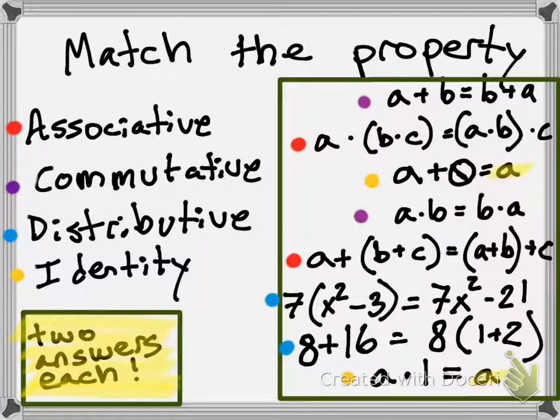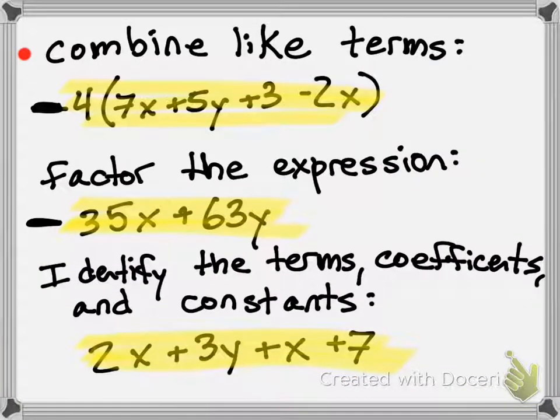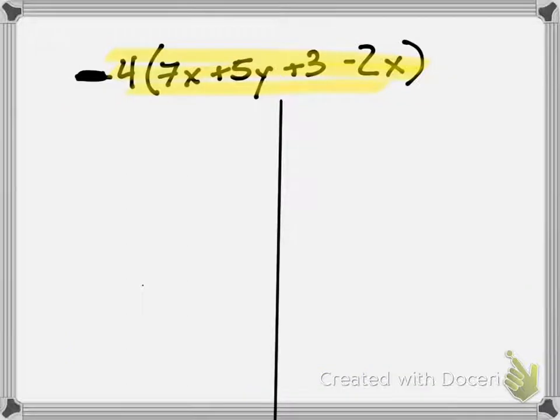That's what's important. So now what I want you to do is, for the first problem, combine the like terms. For the second problem, factor it. And for the third one, I want you to identify the terms, coefficients, and constants of this problem. First things first, following PEMDAS, we do the parentheses. So is there anything we can combine in the parentheses? Are there any like terms in the parentheses? What are the like terms, Romario?